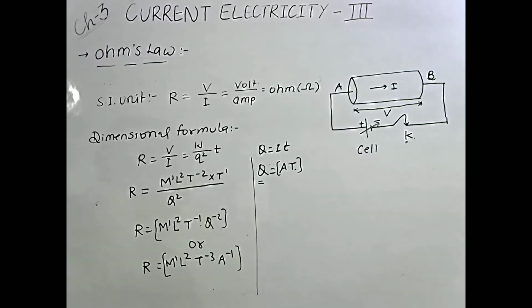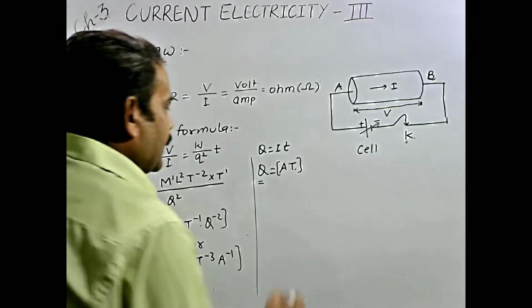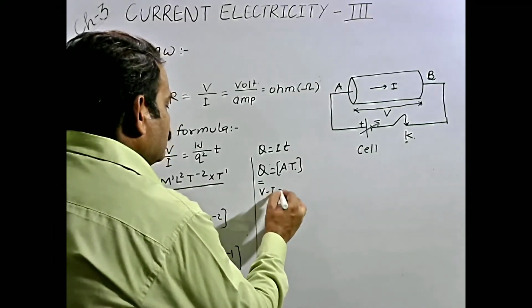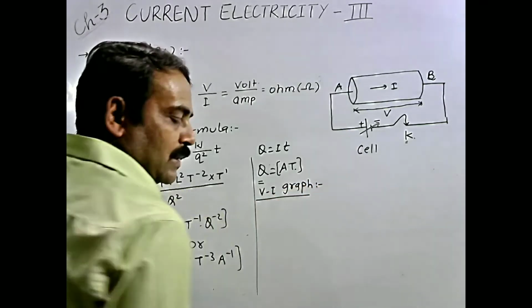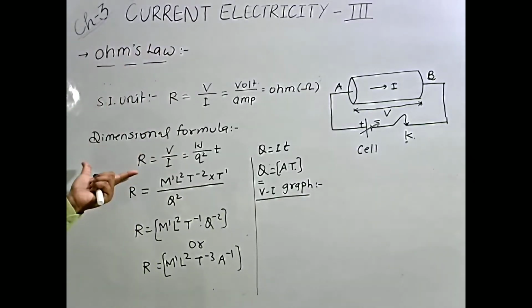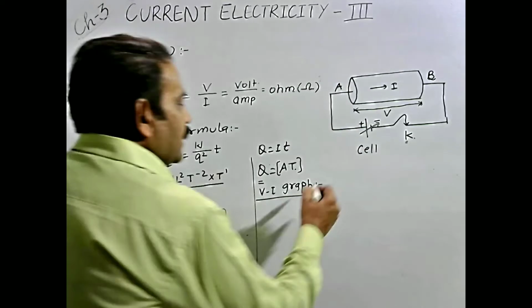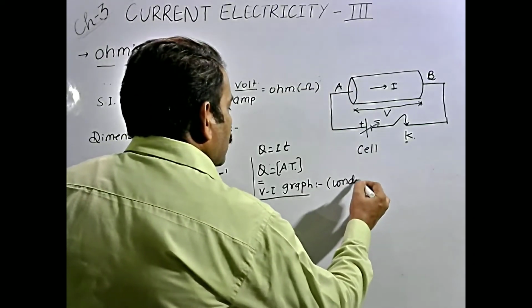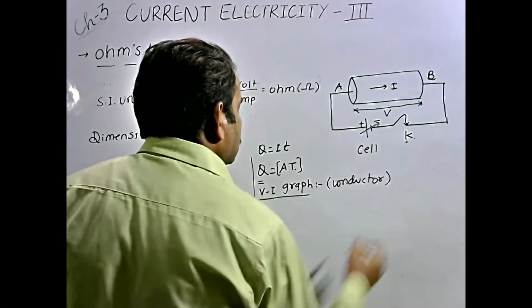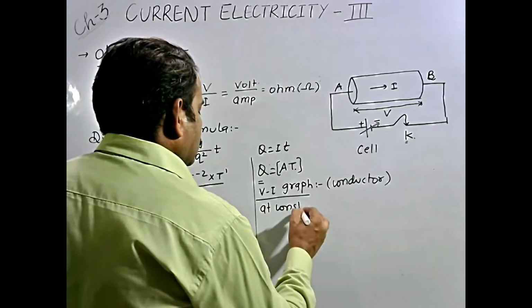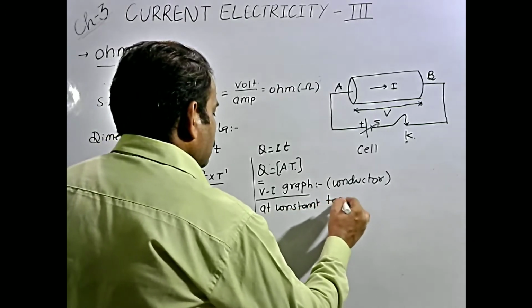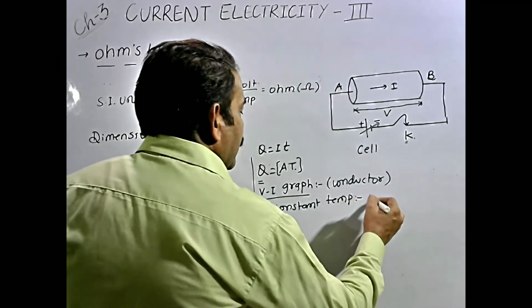Okay, now I am going to discuss the VI graph for an ohmic conductor. An ohmic conductor, you know, is one which obeys Ohm's law. So the VI graph for an ohmic conductor. As we know, at constant temperature, for an ohmic conductor V is proportional to I.